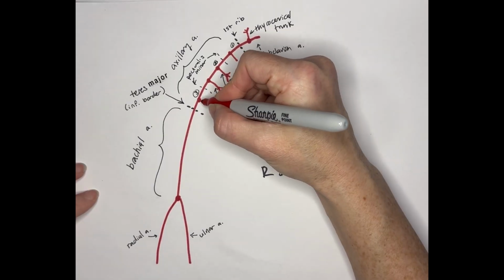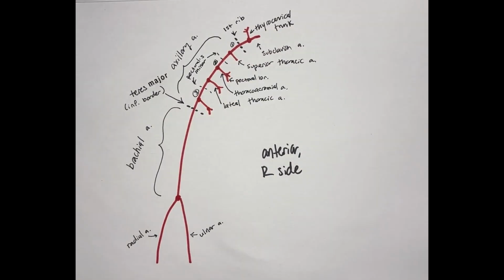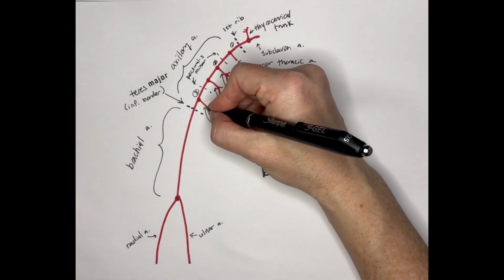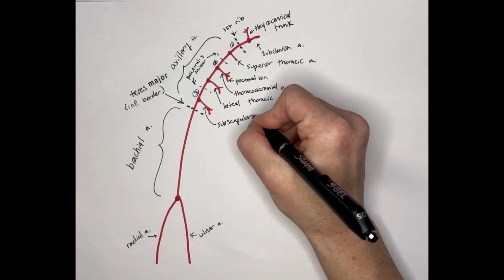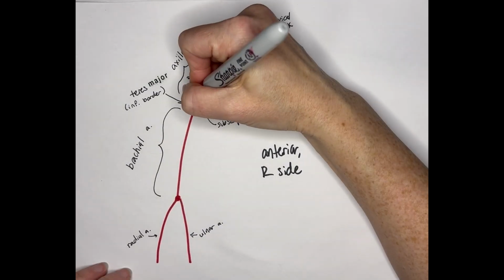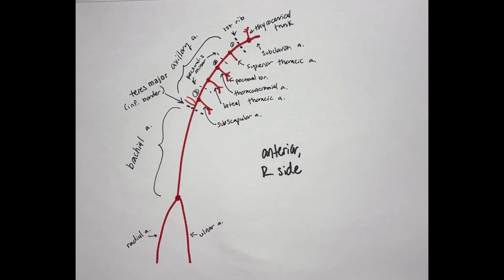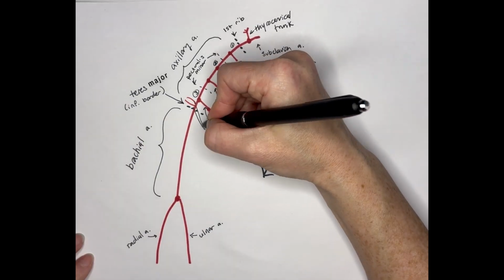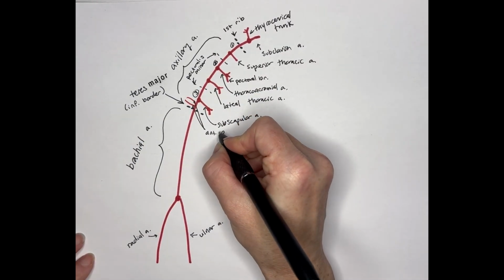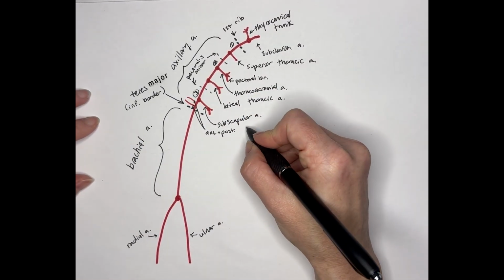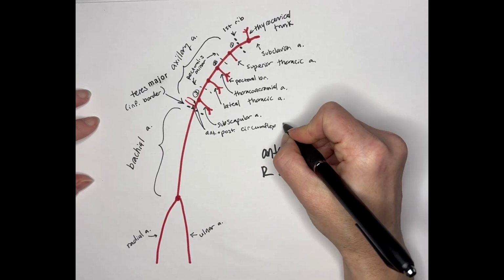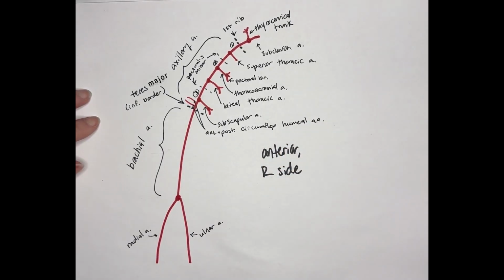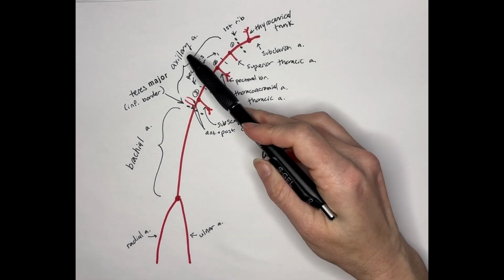Just past pectoralis minor in the third part of the axillary artery, our first branch here is the subscapular artery. At about the same level as subscapular, but coming off the other side of the artery, we have a pair of arteries that will wrap around the humerus. These are going to be the anterior and posterior circumflex humeral arteries. And those are all our branches of axillary artery.